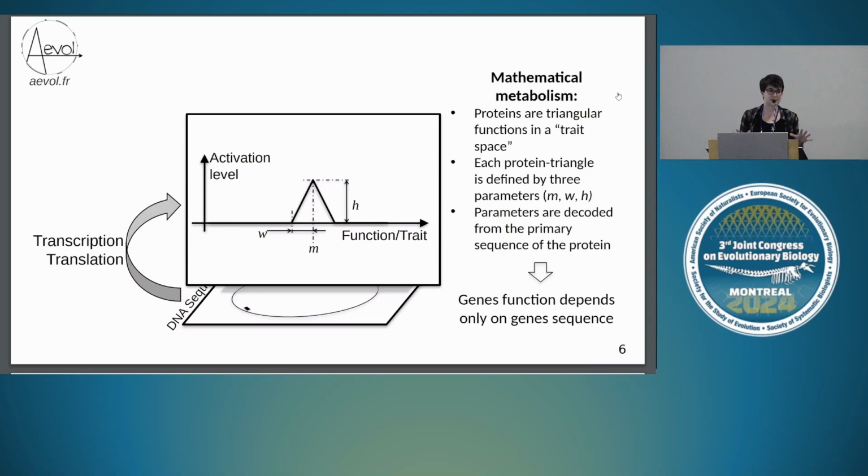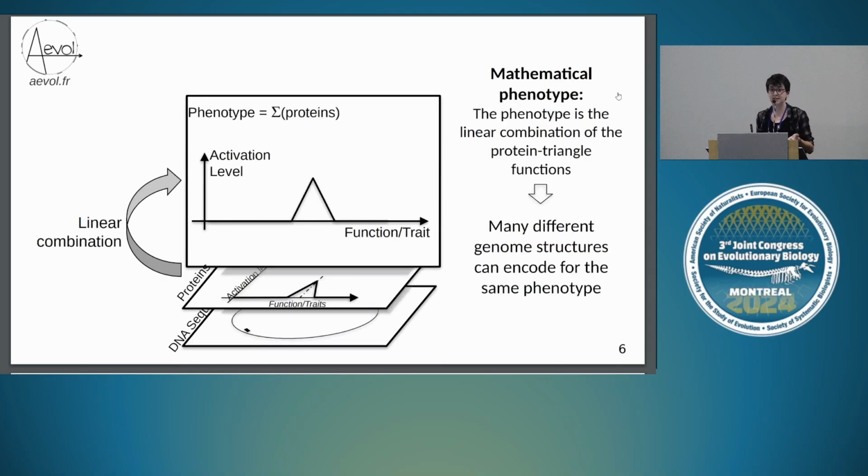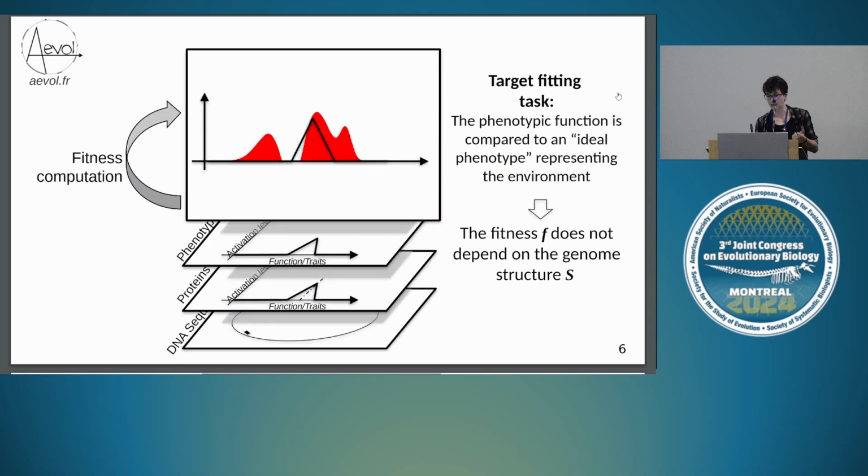The metabolism is not as realistic because we cannot model everything. So we have a mathematical metabolism. That means that each protein is translated into a triangle function. It's determined by its location on the functional space, its height, and its width. And these three parameters are decoded from the primary sequence of the proteins. So it's completely independent of the locus of the gene, for example. It just depends on the sequence. Then the phenotype is simply the sum of all the proteins we have. Here we just have one protein, so it's easy. And then our fitness is a target fitting task.